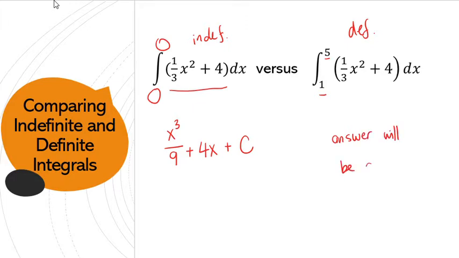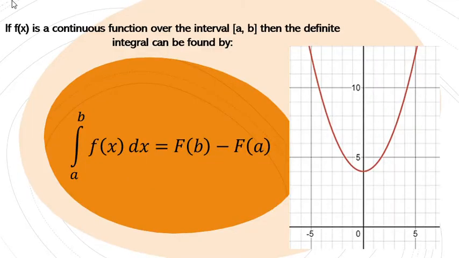So just knowing that is important. Here's how you go about figuring what value the definite integral has. We have a continuous function, and that's important. You can't have any discontinuities, you can't have any jumps, you can't have any asymptotes. The interval that you're looking at has to be continuous. The line is never broken.